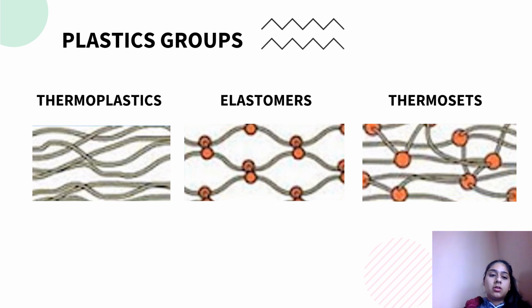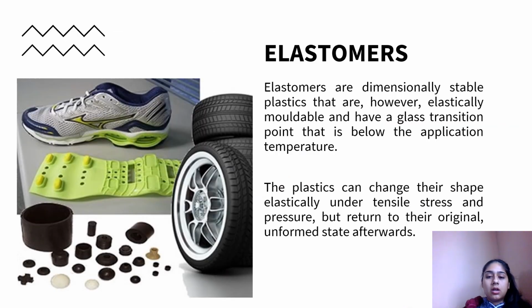It's important to say that plastics are divided into thermoplastics, elastomers, and thermosets. I talk about the first, elastomers. Elastomers are dimensionally stable plastics that are, however, elastic and movable, and have a glass transition point. The first important thing about elastomers is that the plastic can change its shape elastically under tensile stress but return to its original form.